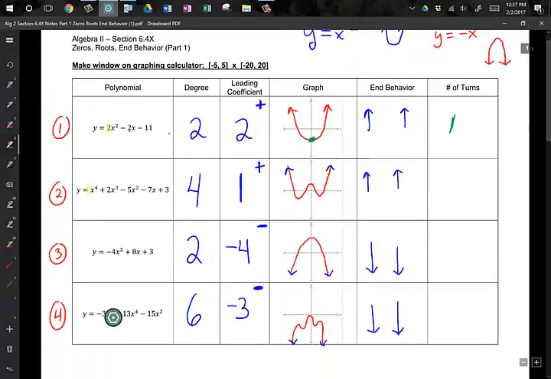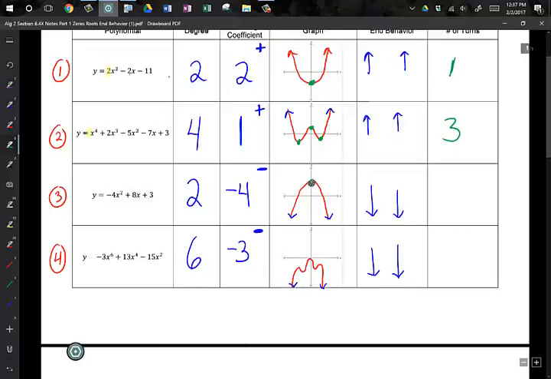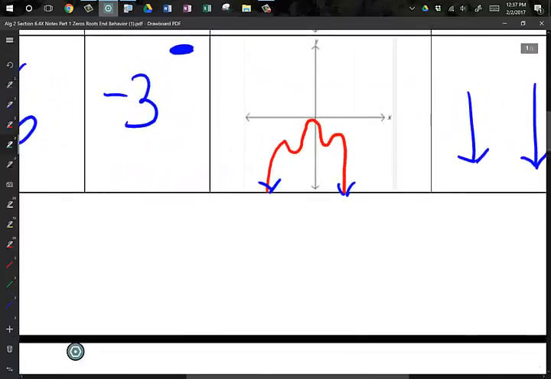Okay, our second one. I have a relative min, a relative max, and a relative min. How many times does my graph turn? 3 times. Okay, 3 turns. My next one, how many turns? 1 turn. My next one, my Bart Simpson hairdo. Turn 1, turn 2, turn 3, turn 4, turn 5.